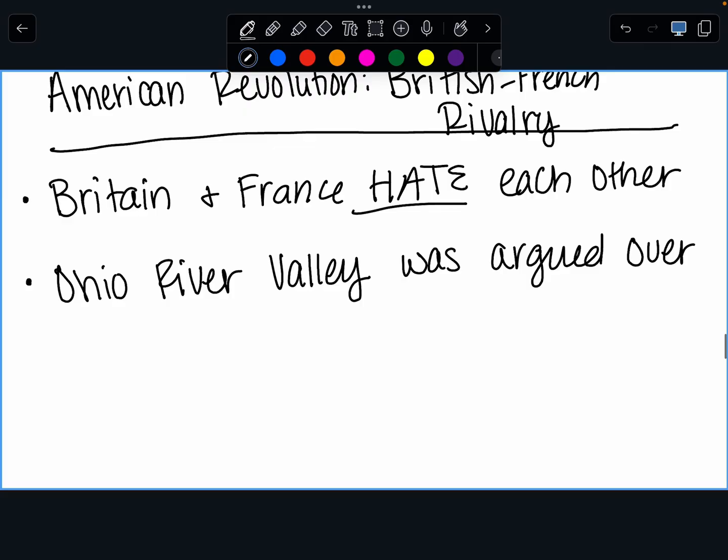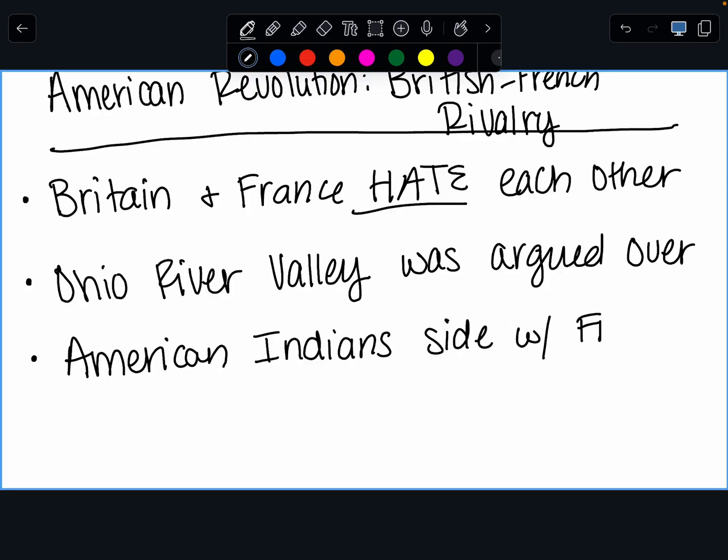Okay, so how do we put that third bullet point into 5 words? North America. American Indians side with France. Okay? We can even double bullet point this and put a parentheses. They're nicer. Okay? They're nicer. Okay? It pays to be nice, doesn't it? Yeah, France is going to find that out, and Britain's going to find that out here pretty soon.